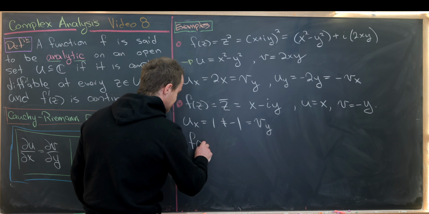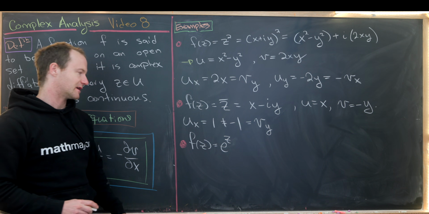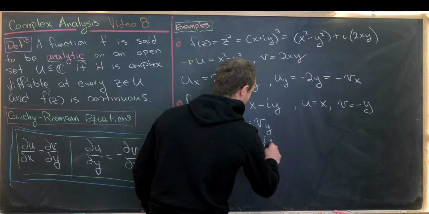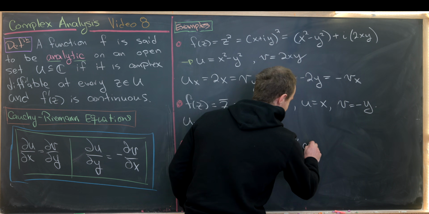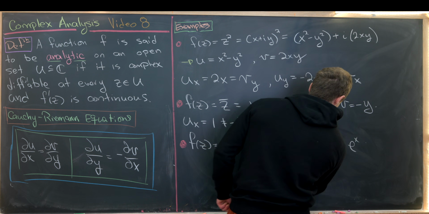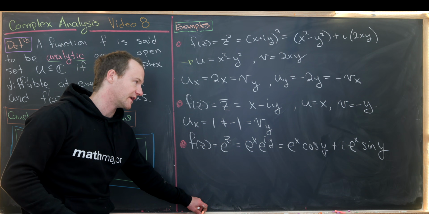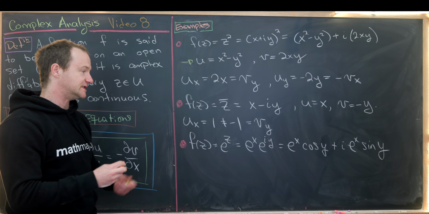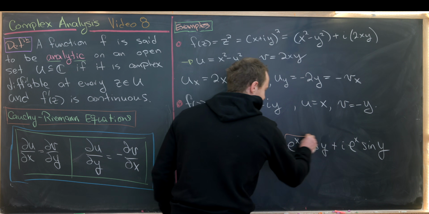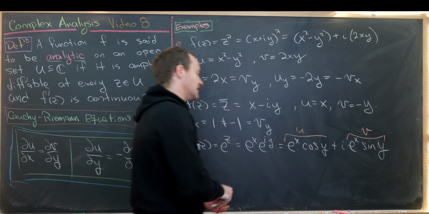So let's take f of z to be equal to e to the z. We need to decompose that into real and imaginary parts. We can do that by writing this as e to the x times e to the iy, which is e to the x times cosine y plus i times e to the x times sine y. Okay, great. That's using Euler's formula for a complex exponential. So this is our function u, and this is our function v in this setting.